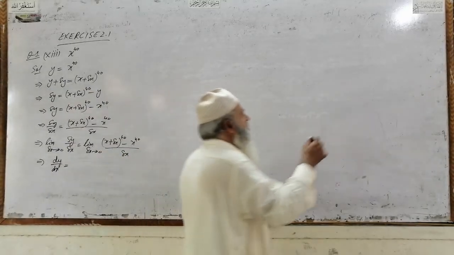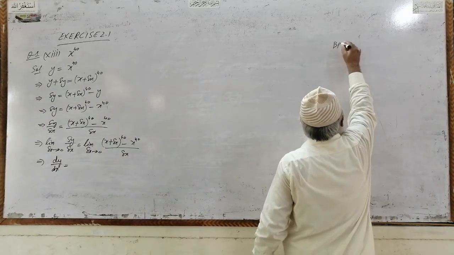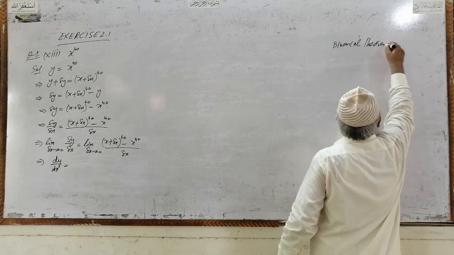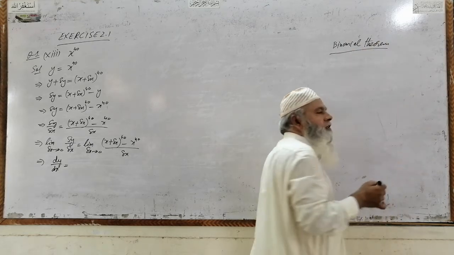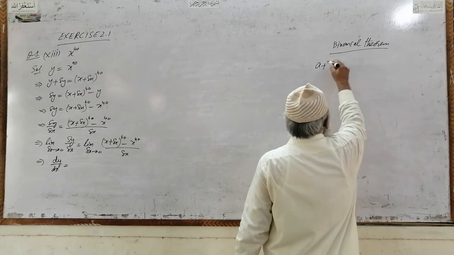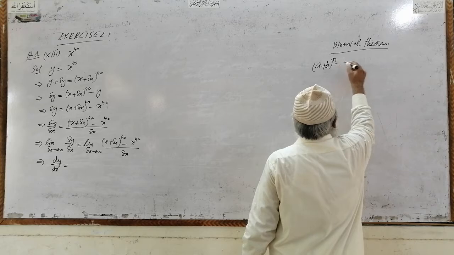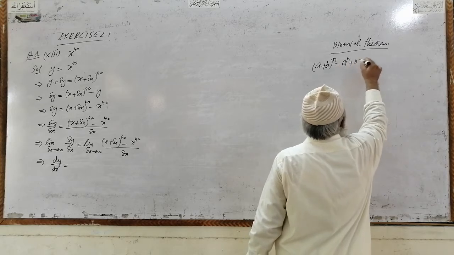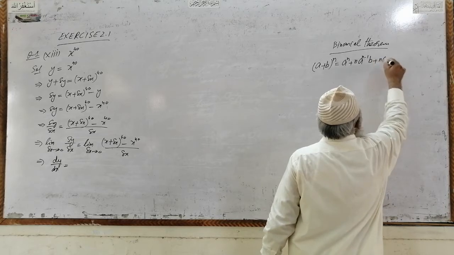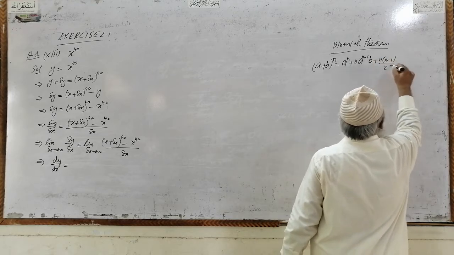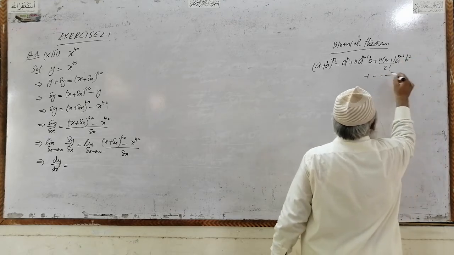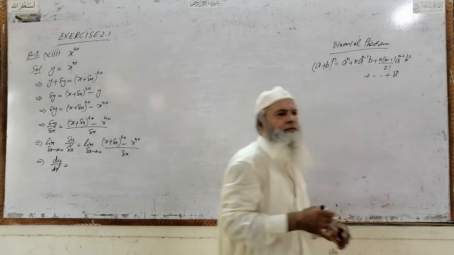What is the binomial theorem? Let me write it for you. Binomial theorem. You have read it in the first year class, chapter number 8. (a plus b) raised to the power n is equal to a raised to the power n, plus n into a raised to the power n minus 1 b, plus n into n minus 1 over 2 factorial a raised to the power n minus 2 b square, and so on, plus b raised to the power n.